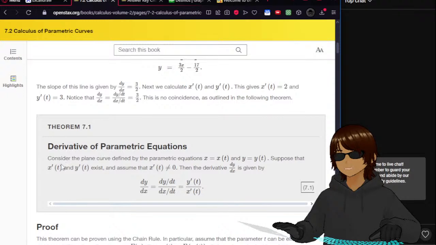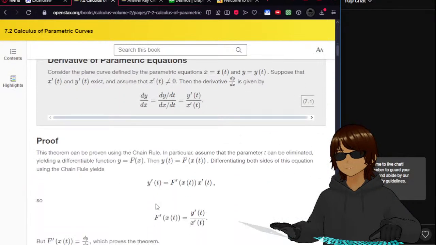This is no coincidence. Consider the plane curve defined by the parametric equations x equals x(t) and y equals y(t). Suppose that the derivative of x with respect to t and the derivative of y with respect to t exist, and assume that the derivative of x is not 0. Then the derivative dy over dx is given by this.